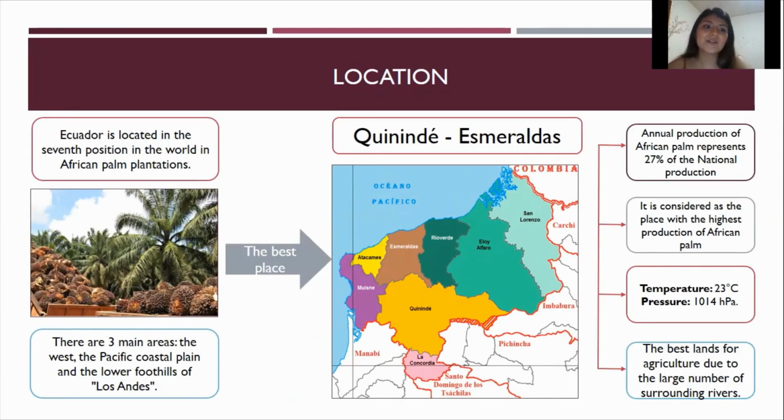Regarding the location, we know that Ecuador is located in 7th position in the world in African palm plantation. And also we can find this kind of palm in the west, in the Pacific coastal plain, and the lower foothills of Los Andes.